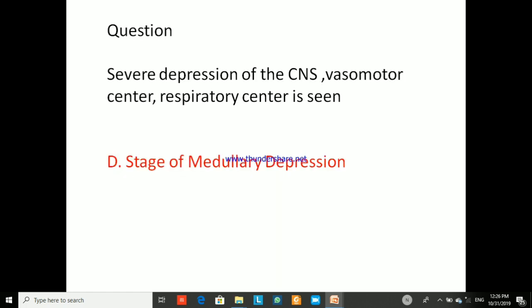Question. Severe depression of the CNS vasomotor center, respiratory center is seen. D. Stage of medullary depression.